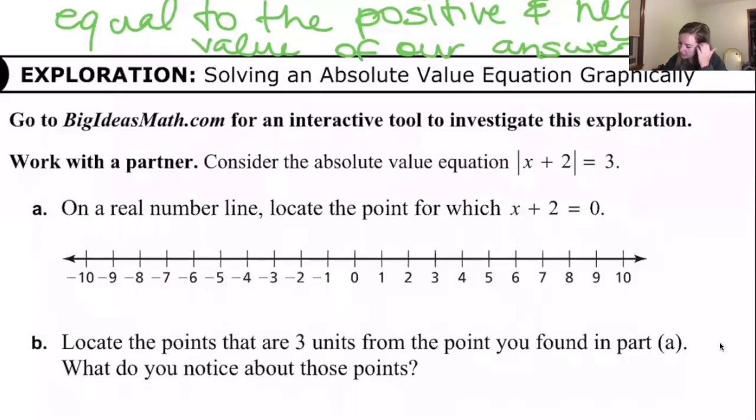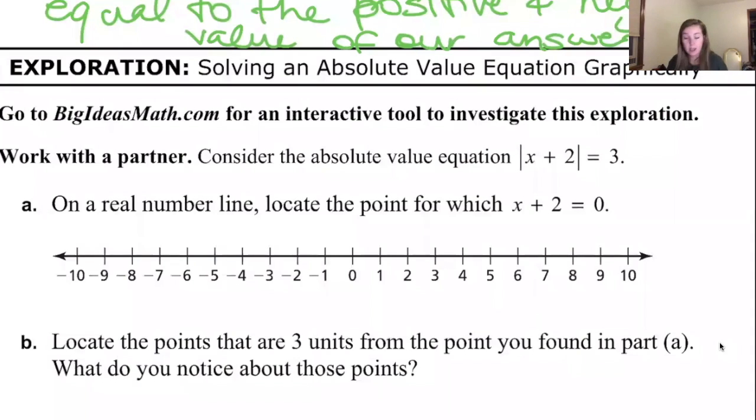So next we're going to say we have a number line. Our goal is to take our number line and find the point in which x + 2 = 0. Well, I know the only way to get 2 equal to 0 is add its inverse or add its opposite, which would be -2, which is right here.